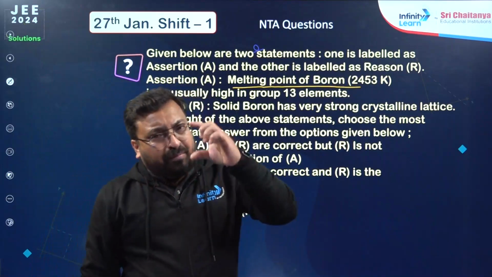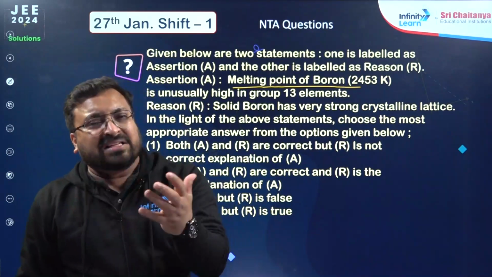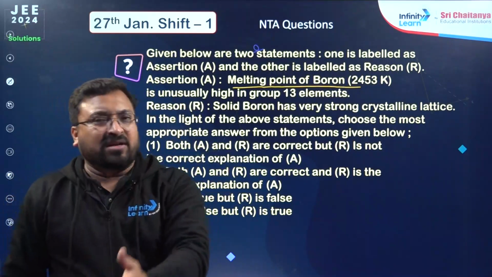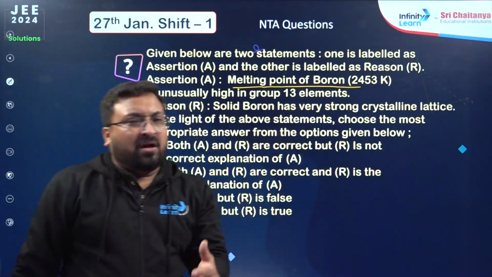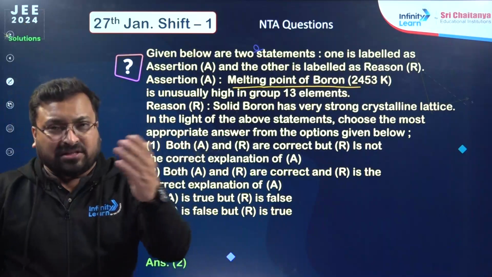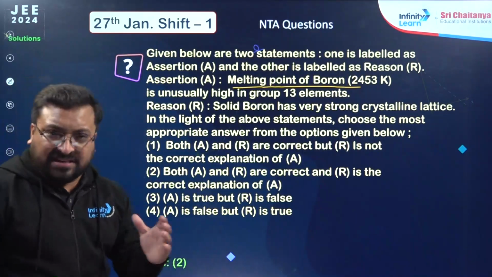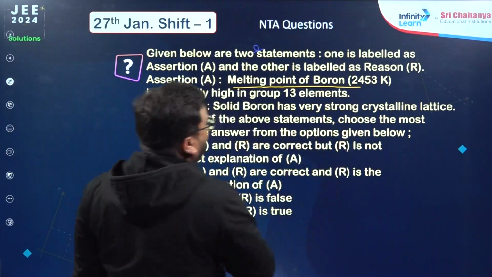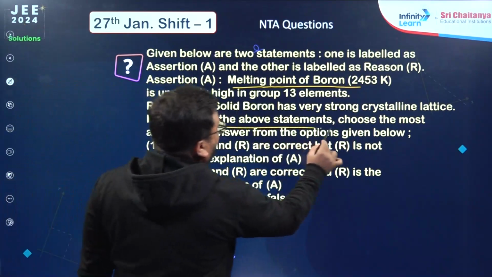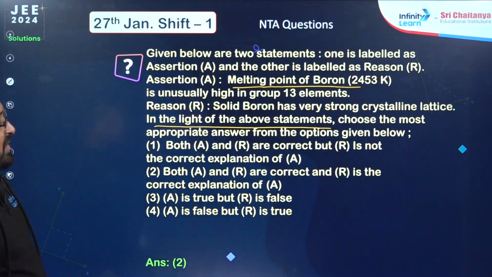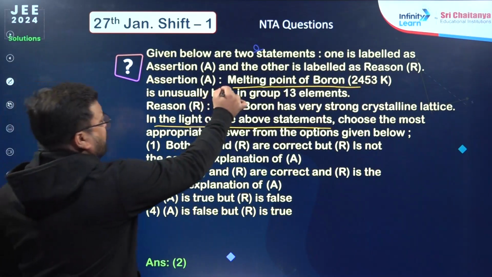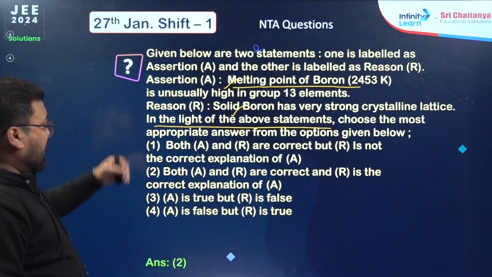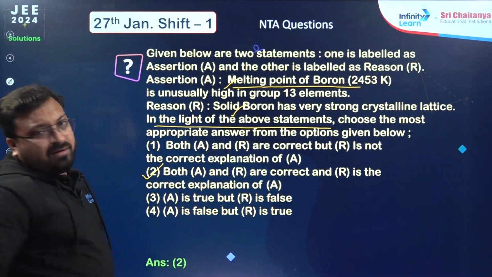Okay, so please, if you are going to attempt the prior session or any other session, go through the basic lines. If you are preparing for Advanced, I know you will go through the details, but if you are ready to attempt the next paper of JEE Mains, you should go through the lines of NCERT for the basic properties. Okay, so solid boron has a very strong crystalline lattice. In the light of the above statements, select the most appropriate answer from the given options. Of course, this is also correct. This is also the right statement, the right explanation actually. So B will be the right answer.